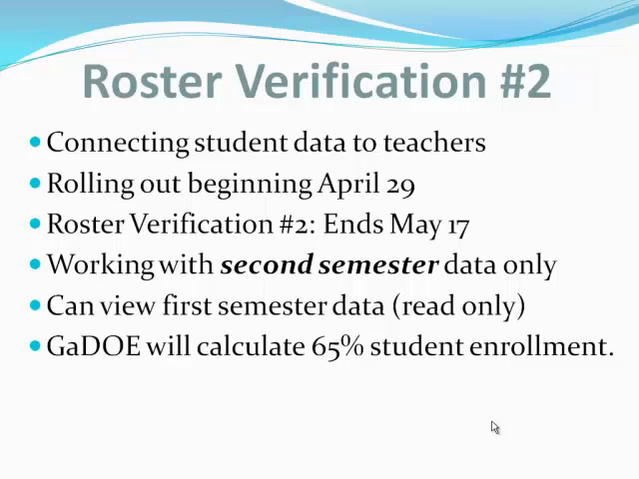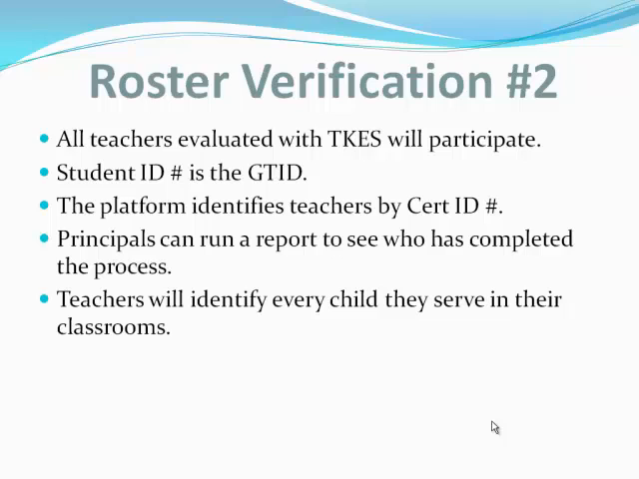However, teachers, when you look in the system, you will be able to see your first semester data from the first roster verification. It will be read only, but you can look back at that information. The Georgia Department of Education is going to calculate the 65% student enrollment for you, so you don't have to worry about removing students based on the 65% rule. Moving forward with roster verification number 2, teachers, all teachers evaluated with teacher keys will participate in this process.